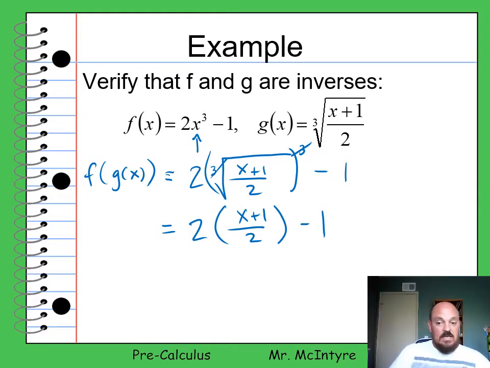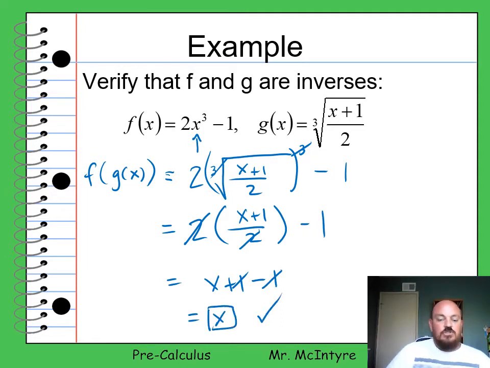Now the one thing that does cancel here is the 2's. I am multiplying by 2 and I'm dividing by 2, so those will cancel. And what you end up with is just x plus 1 minus 1, and now those 1's finally cancel. And it did end up equaling x.